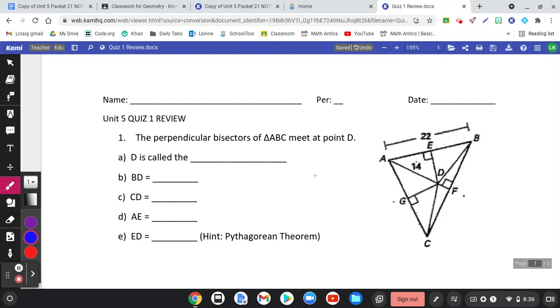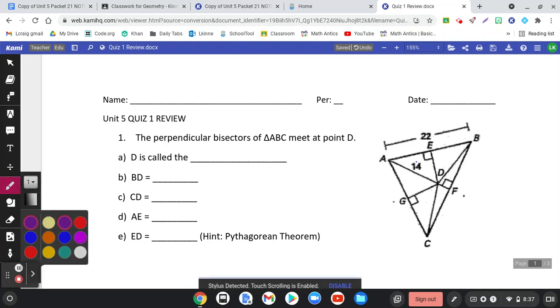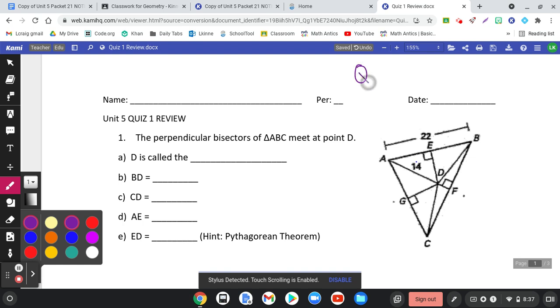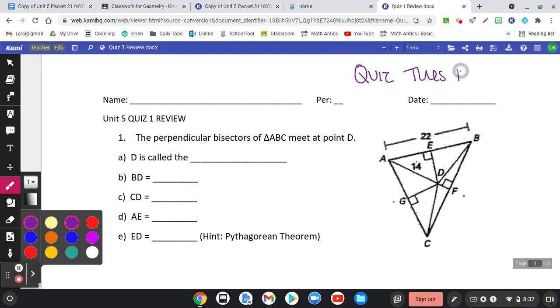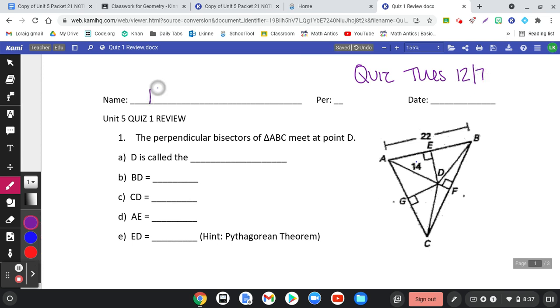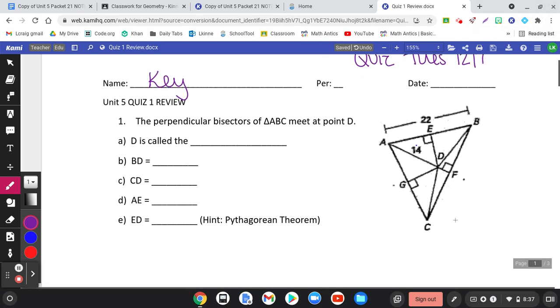Hey everybody, today we're going to take a look at your quiz review. Just a reminder, your quiz is tomorrow, which is Tuesday the 7th. Okay, so I am putting up a key as well, but I know sometimes just looking at a key isn't very helpful. So let's talk about this.